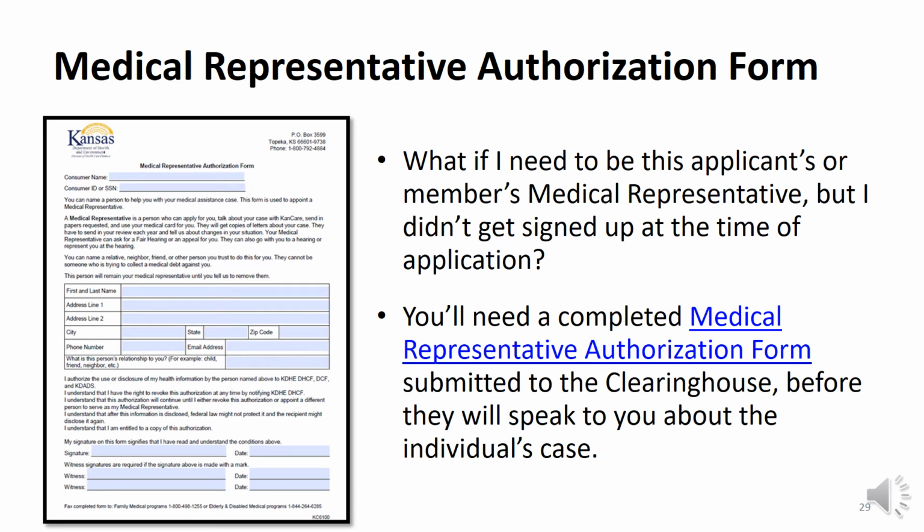What if I need to be this applicant's or member's medical representative, but I didn't get signed up at the time of the application? You'll need a completed medical representative authorization form submitted to the clearinghouse before KanCare will speak to you about the individual's case. This is the same form you would need if representing someone in a state fair hearing as well. At the end of this video, we'll leave clear instructions on how to get this form.